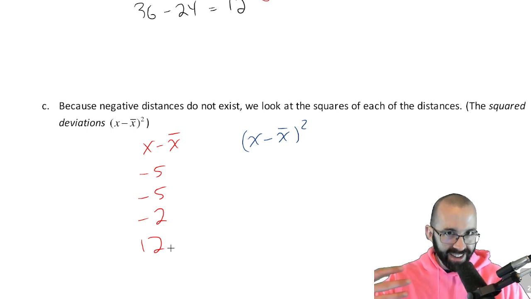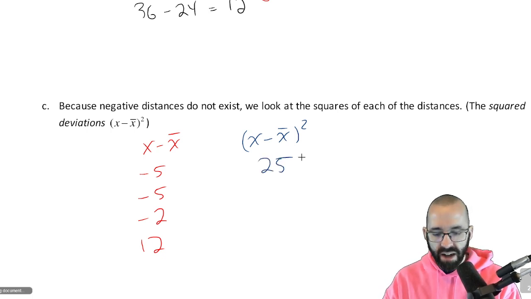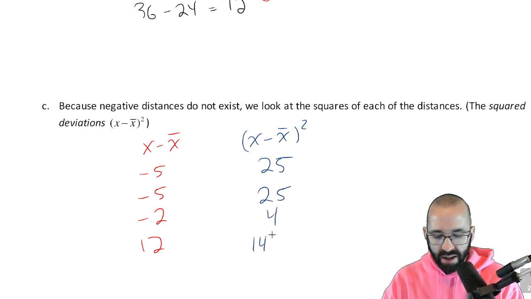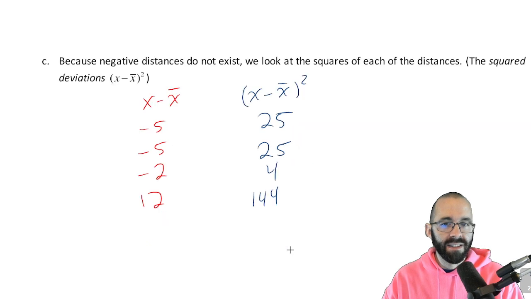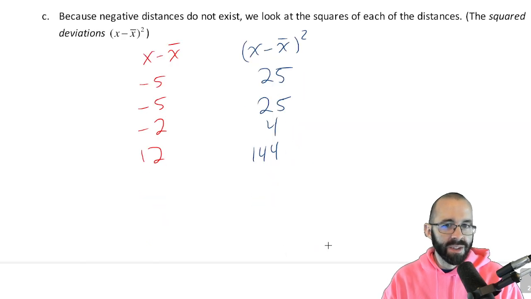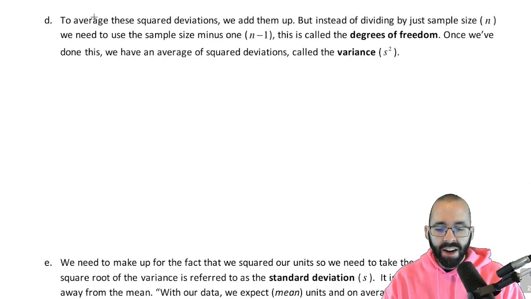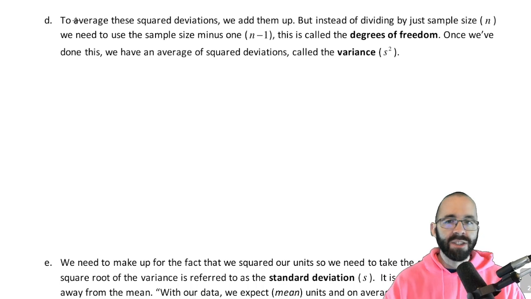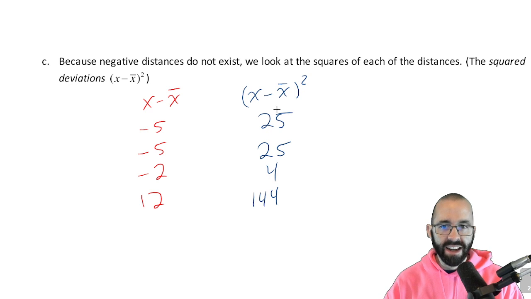There's a lot of steps here. So when we square each of these, -5 times -5 is positive 25. A negative times a negative is a positive. That's why we're squaring it, because regardless, we'll have just a bunch of positive numbers. So now these are the squared deviations. Are we almost done? What's step D? Great. We can finally average these squared deviations. So we need to find the average of all of these.